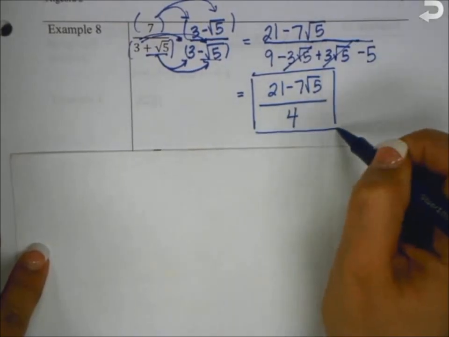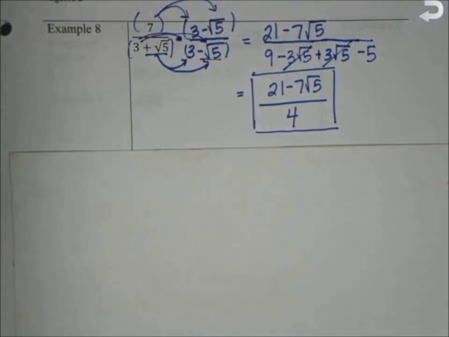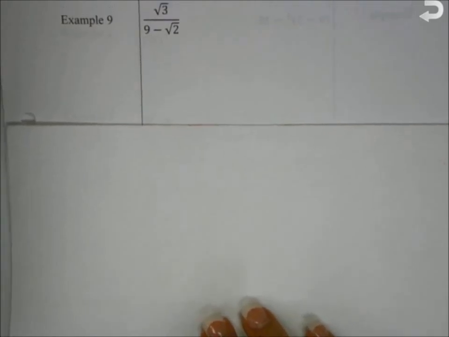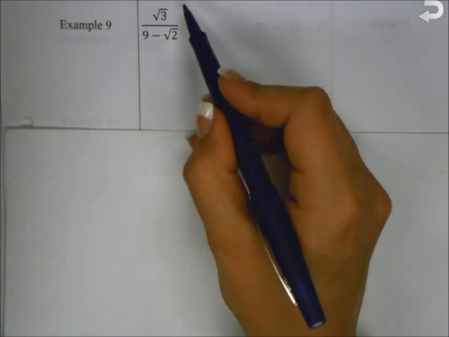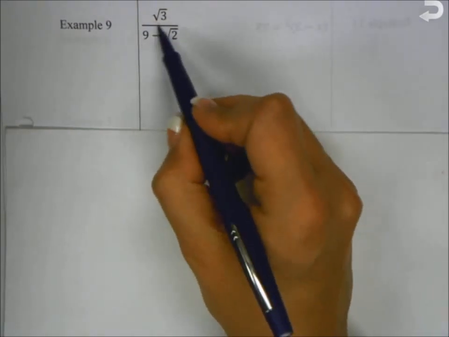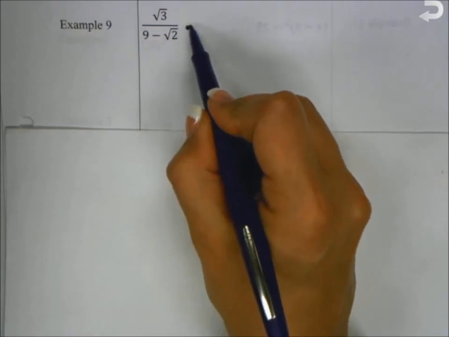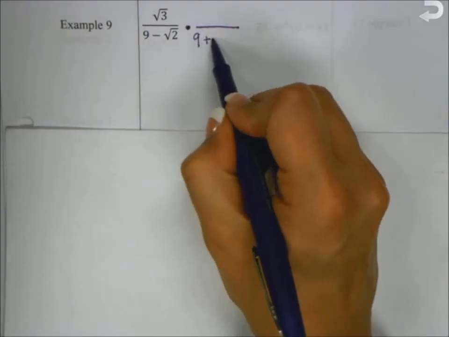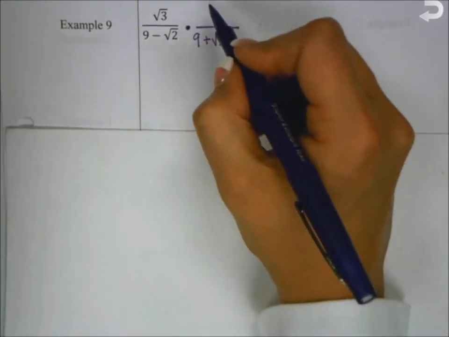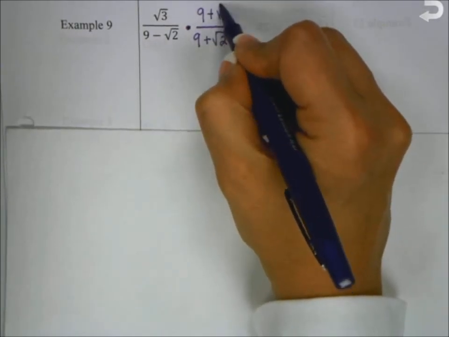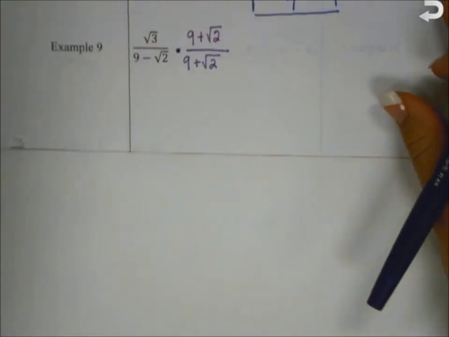Okay, example 9. Square root of 3 over 9 minus square root 2. Now we have a square root in the bottom, so we want to multiply by the conjugate. What would the conjugate be? 9 plus square root 2. Good. If you don't do that, it won't work. We multiply by the conjugate because did you notice how in the last example, after we FOILed it all out, that middle term all canceled? That's why we do it.